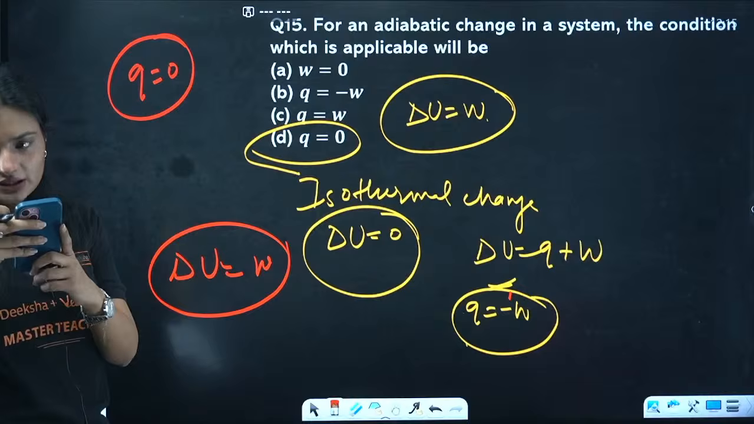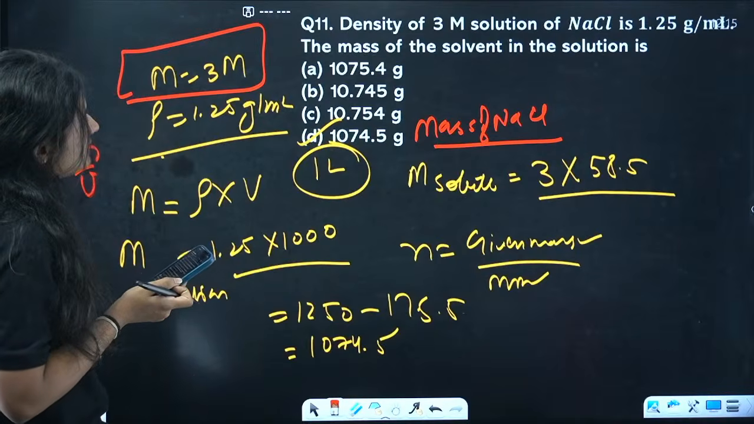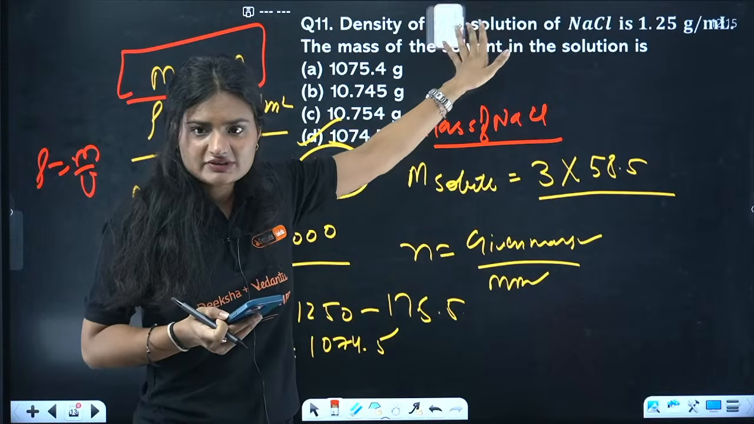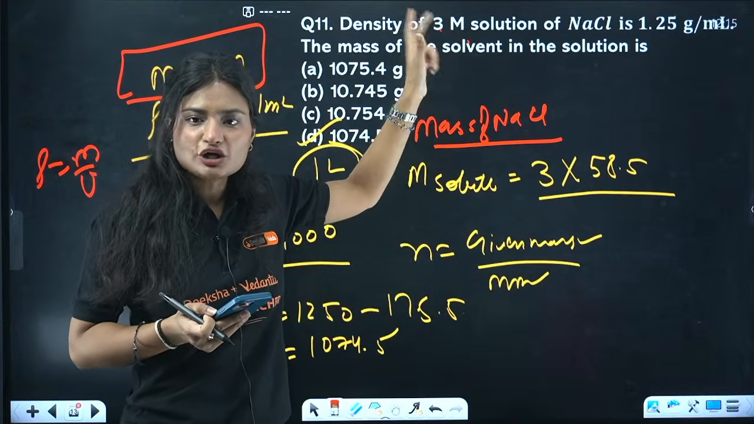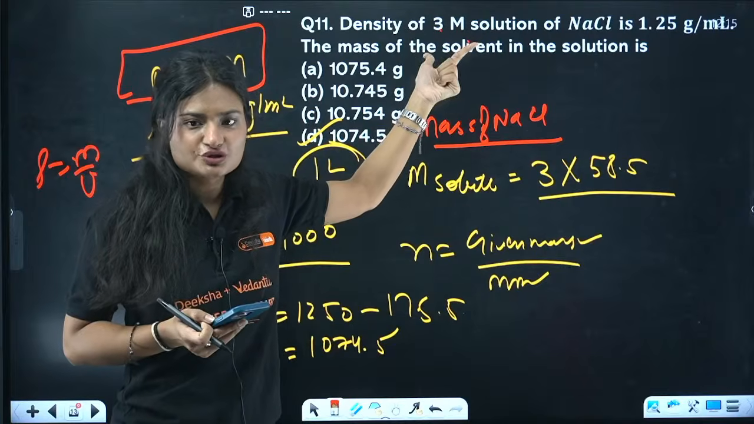Okay, ma'am didn't understand the 11th question. One second. In the 11th question, we are given the density of the solution. This data we will use to calculate the mass of the solution, right? Density is given, volume we know is 1 liter, so using this we calculate the mass of the solution.